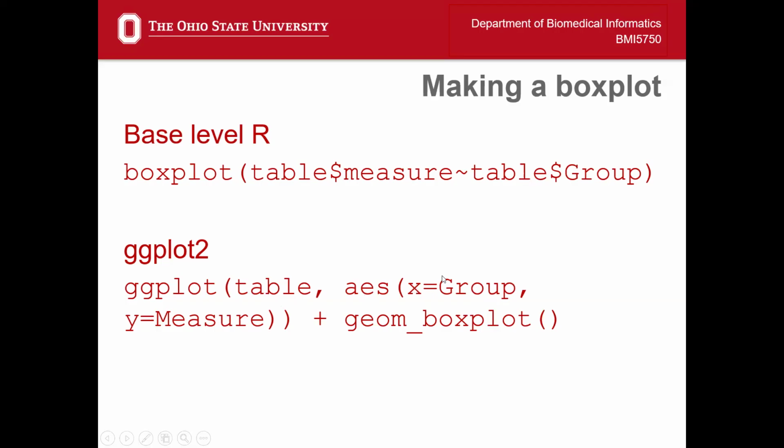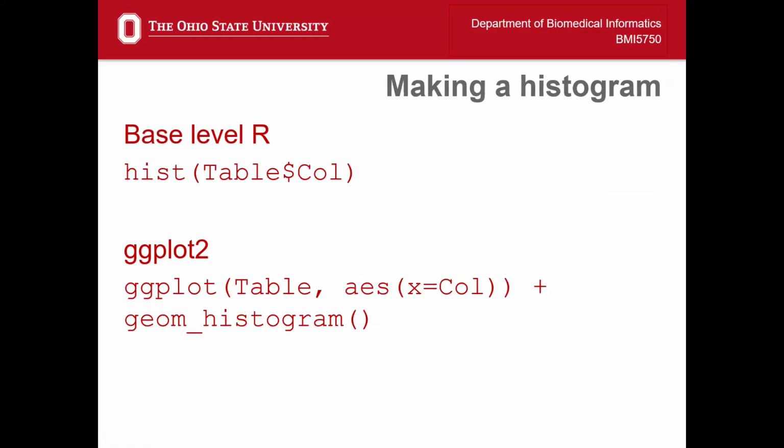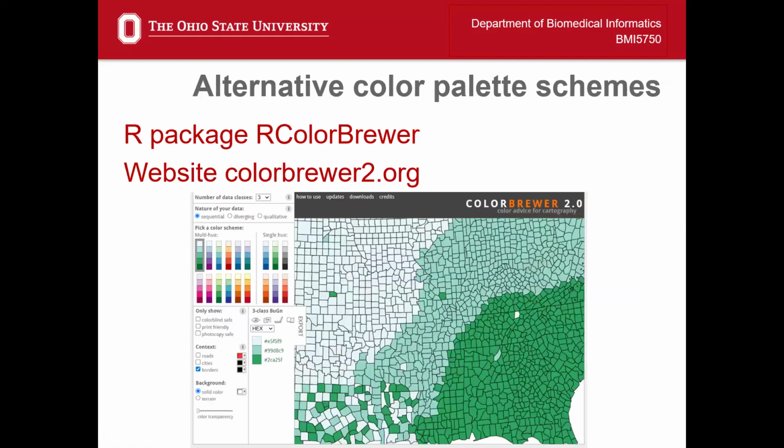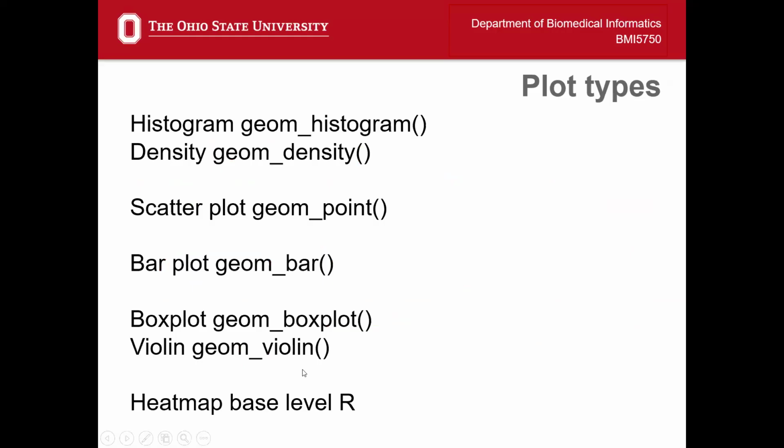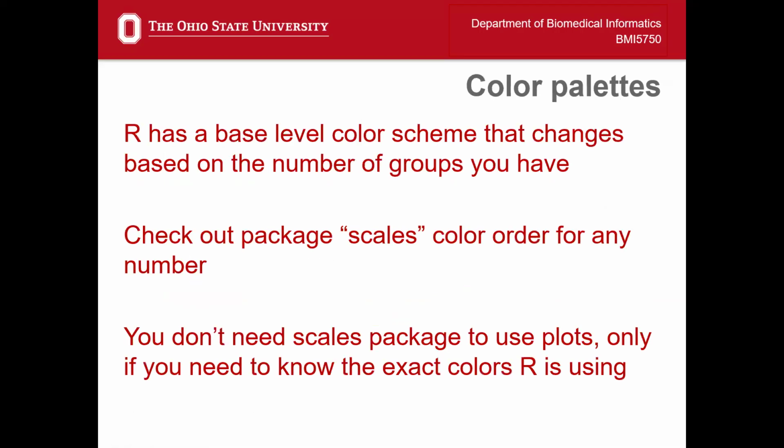Our X value here is group. Our Y value here is measure. So we are relating our measure to these groups. And we're adding on that we want to make a box plot. If we were going to make a violin plot, we would have geom_violin. Let me see, I listed them up back here. Yeah, just violin, not violin plot. So you can switch that out as you wish.